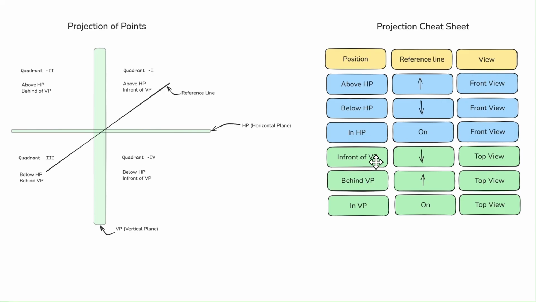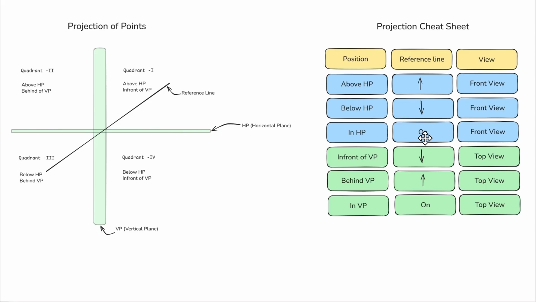VP means vertical projection. So whenever you see the word VP, remember it is top view. VP means top view, HP means front view. Remember this. Till now you understood: above HP means up arrow, below HP means down arrow, on HP, in HP means on that reference line.